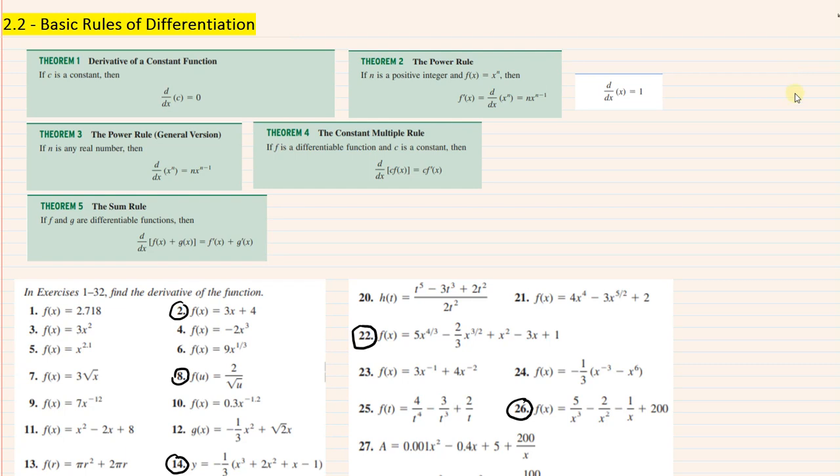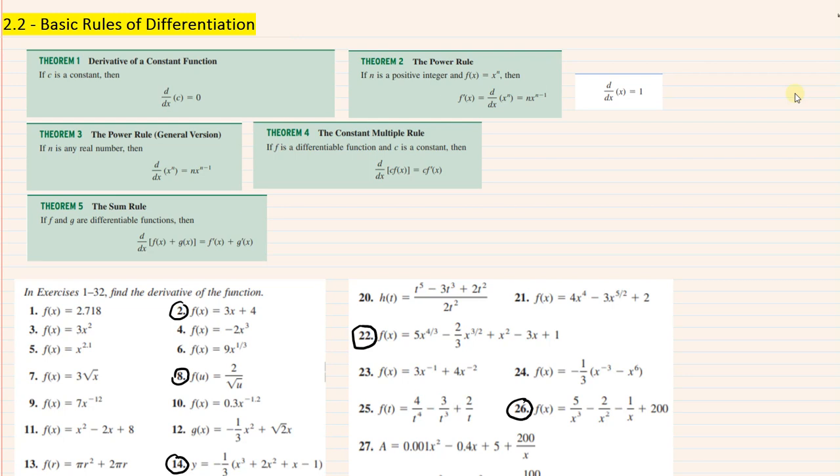In section 2.2, we're going to take a look at some rules or laws of differentiation. Coming out of section 2.1, we defined the derivative of a function as the limit of the difference quotient. We looked at extensive examples where we had to find the derivative either at a point or the general form of the function, the derivative function, using the limit definition, the limit of the difference quotient again.